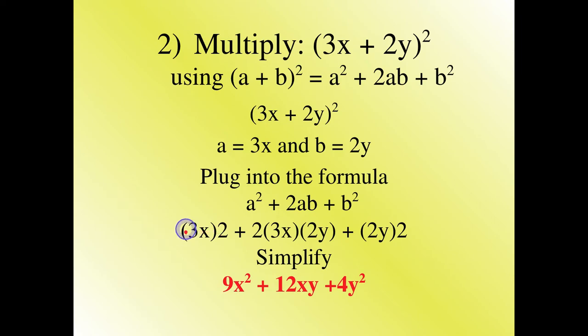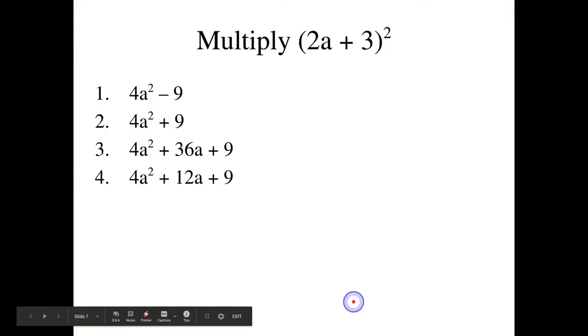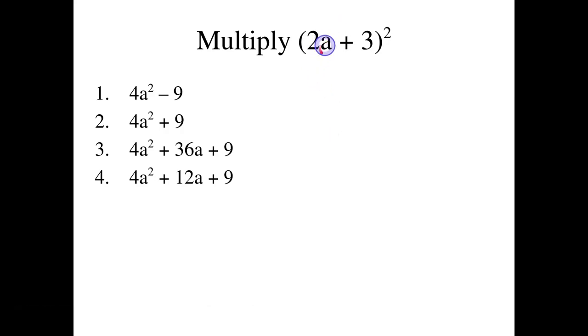And simplify. Remember, when you're squaring, you have to take each element inside, so 3 squared is 9, x squared is x squared, plus 2 times 3 times 2, 12 times xy, plus 2 squared is 4, y squared is y squared.